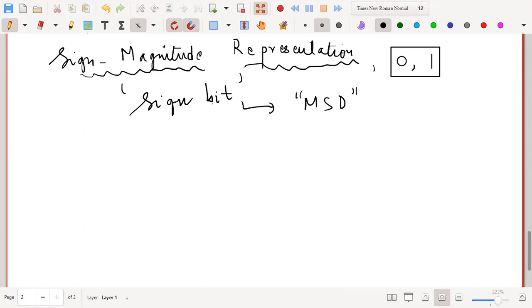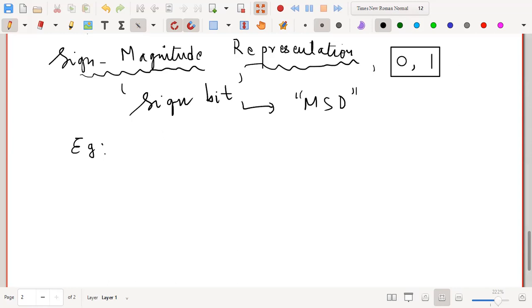So let us see an example. I think it will be clear if we see the example. Now what is the number? For example, I say that I have this number.